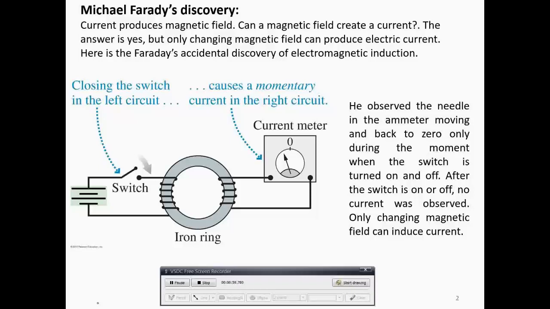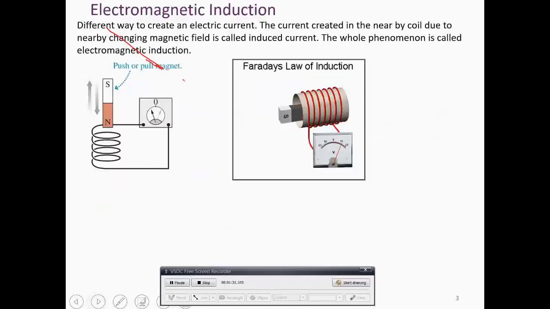But only a changing magnetic field can produce electric current. And that was the accidental discovery by Michael Faraday. That's why this is a very famous experiment called Faraday's experiment, Faraday's discovery of electromagnetism. He accidentally discovered something like that.